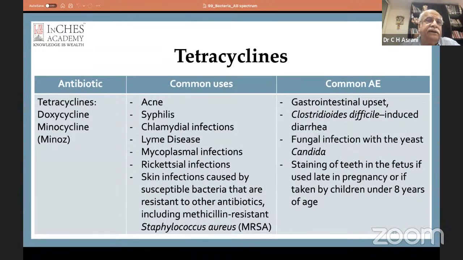We have given it for as long as 3 to 4 months in acne or dandruff related acne on the back. Of course, you start with twice a day, then make it once a day, then make it alternate day, and it still works. Common adverse effects are GI upset, Clostridioides difficile induced diarrhea, fungal infection with yeast candida, staining of teeth in the fetus if used late in pregnancy, and if you use it in children below 8 years, then there is yellowness of the teeth.